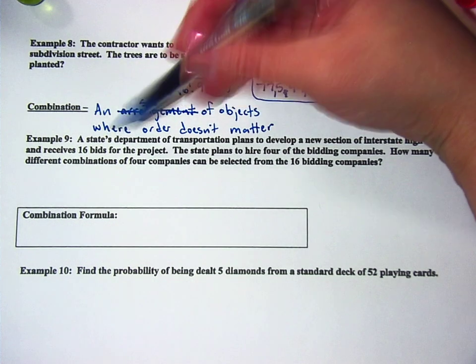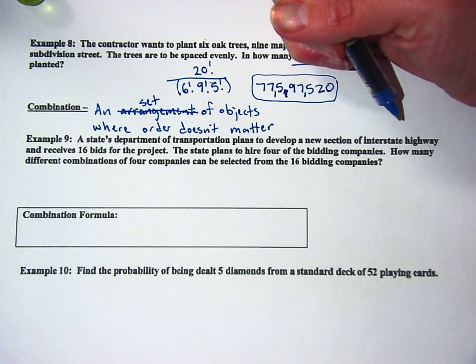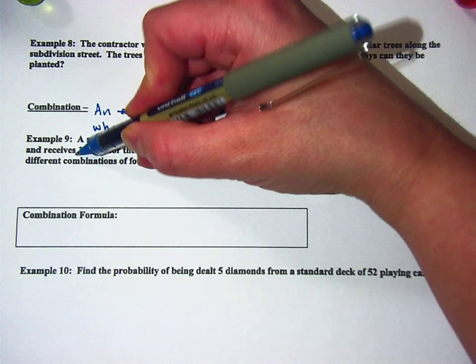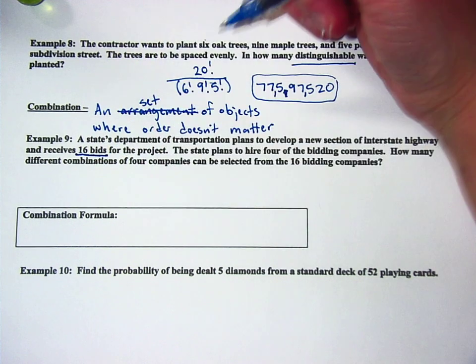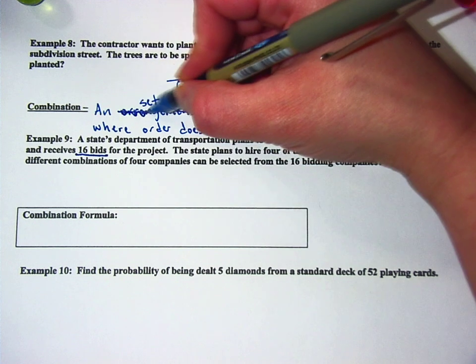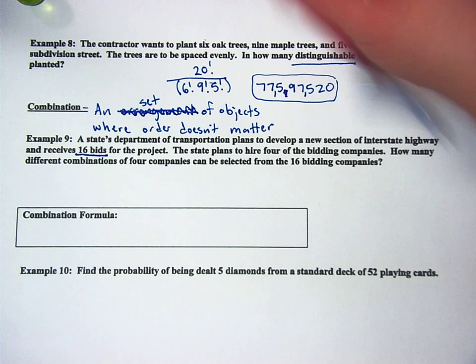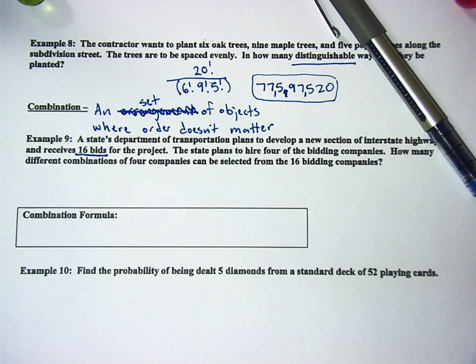So a state's Department of Transportation plans to develop a new section of interstate highway, and they get 16 bids for the project. Bids are when companies are saying, hey, we can build your project for this much money. And another company's like, oh yeah, well we can spend less than that. Of course, the hard part there is deciding whether a company is quality enough, because you don't want to go with necessarily the cheapest option because they're not going to get the job done the best.